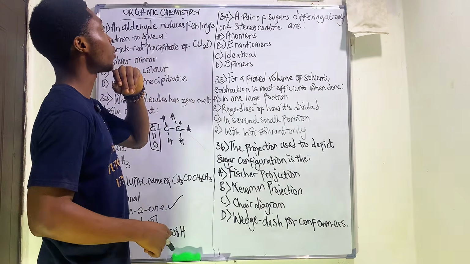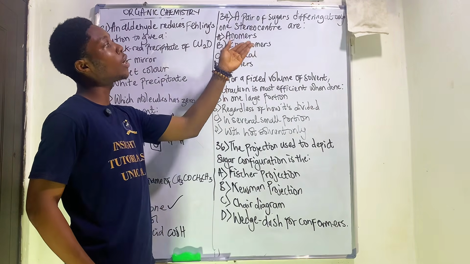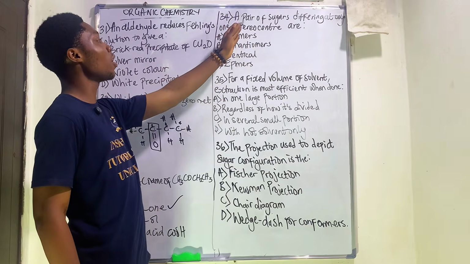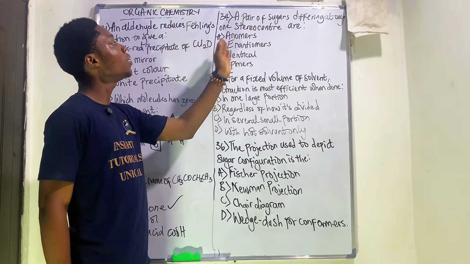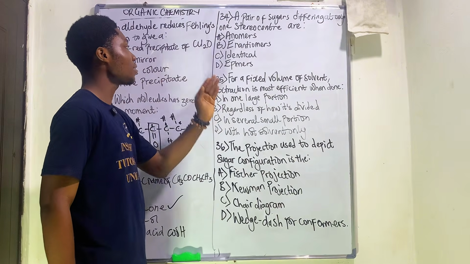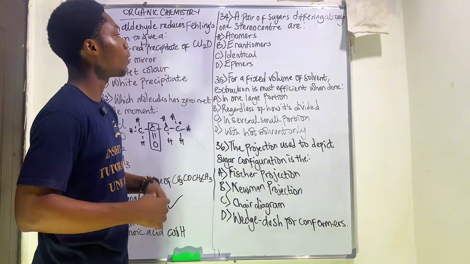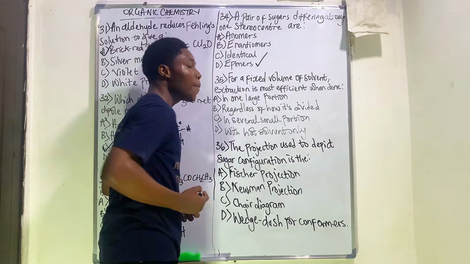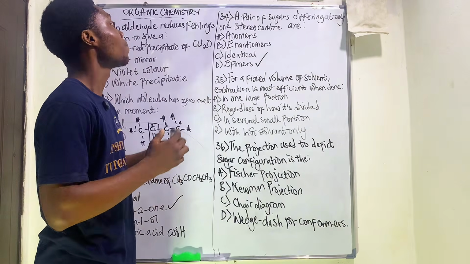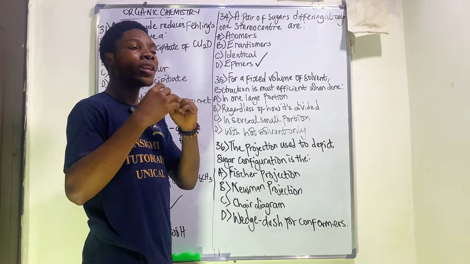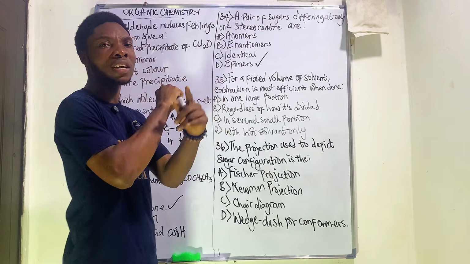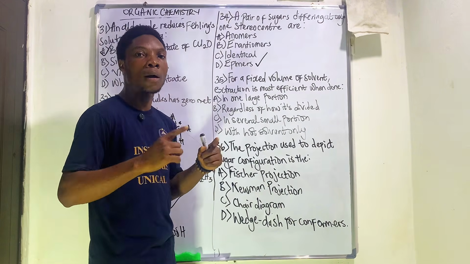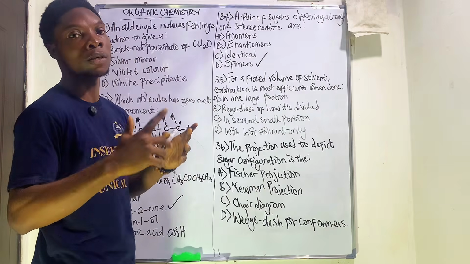Okay, next question. A pair of sugars differing at only one stereocenter are A. Anomers, B. Enantiomers, C. Identical, D. Epimers. Now, the answer is epimers. Epimers are basically a pair of sugars that are different only in a stereocenter, that's in a chiral carbon. There's a change in the orientation around the chiral carbon. So these two sugars are said to be epimers.